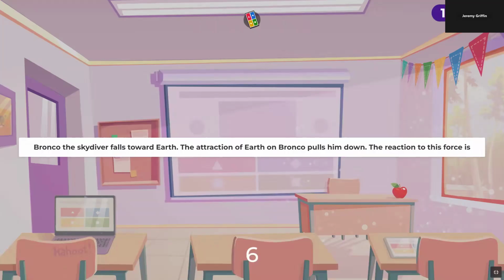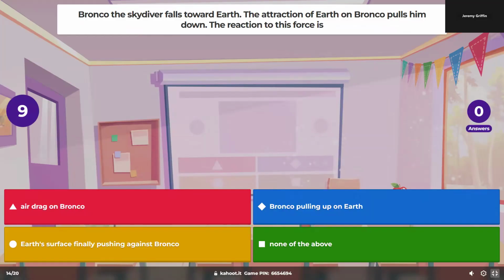Bronco the skydiver falls toward Earth. The attraction force is Earth pulling down on Bronco. What's the reaction force? Is it the air drag on Bronco? Bronco pulling up on Earth? Earth's surface finally pushing against Bronco when he lands? None of the above.